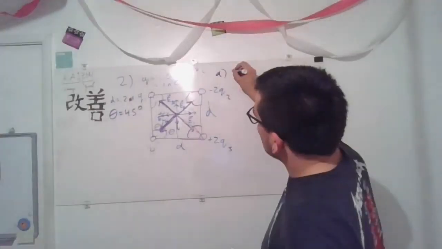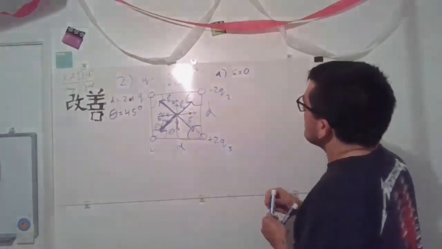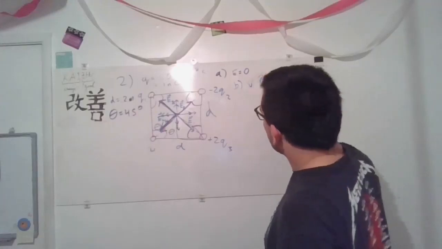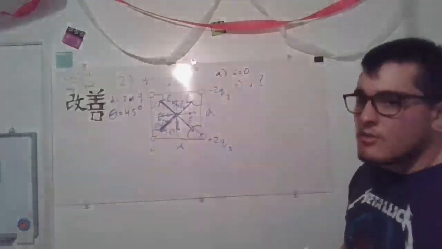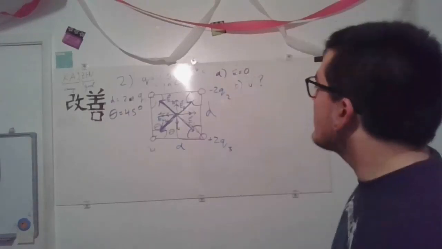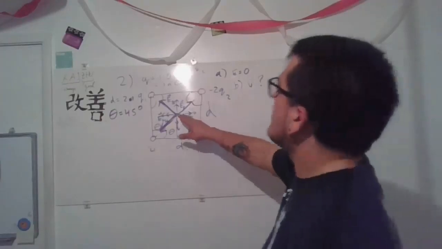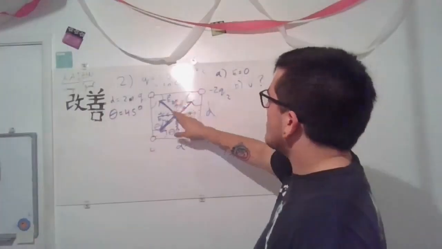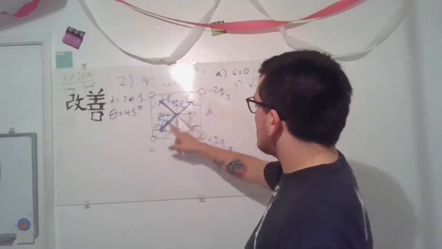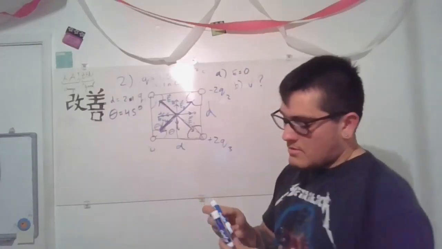So for A, E is zero, and for B, potential, what is the potential? You got a value for Ey? E2, E3, E2 is negative 2Q, E3 is positive 2Q. Oh, you're right.